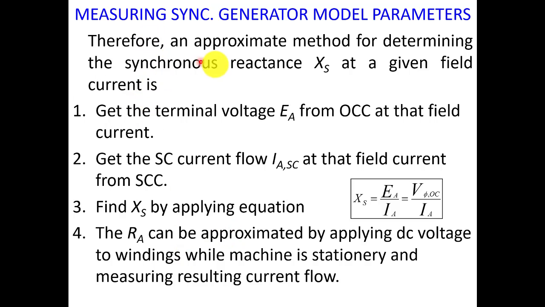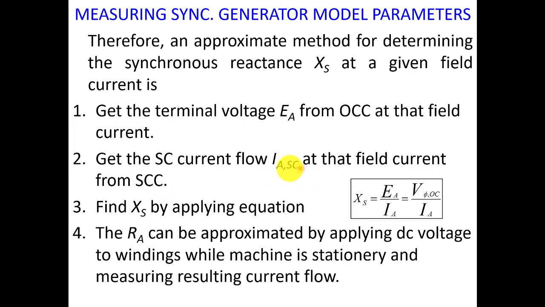Now from here, how can we calculate these parameters? An approximate method for determining the synchronous reactance XS at a given field current is as follows. Remember that you have to be careful while calculating that the field current must be the same for measuring from the open circuit characteristics and the short circuit characteristics. So how can we do it? From the first step, we will get the terminal voltage EA from the open circuit characteristics at a particular field current, and at the same field current, the short circuit current flow IA,SC from the short circuit characteristics.